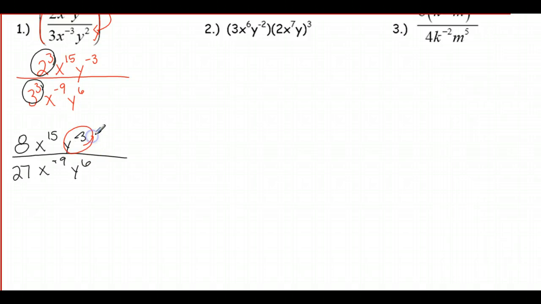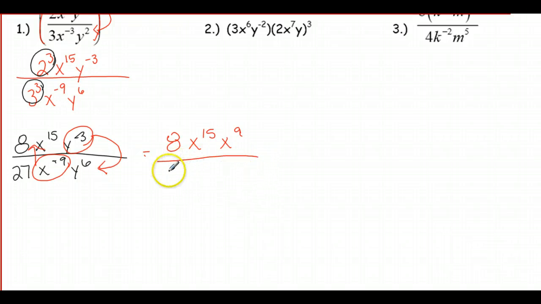So my y to the negative 3rd is going to come to the bottom, and my x to the negative 9 is going to go up. So now I'm going to have 8 x to the 15th, x to the 9th over 27 y cubed, y to the 6th.